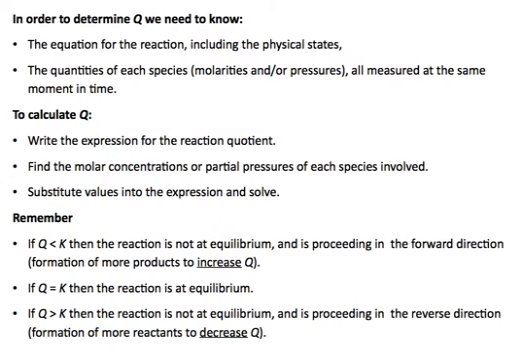And remember, if Q is less than K, the reaction is not at equilibrium and will proceed in the forward direction, formation of more products, to increase the value of Q to approach K. If Q is equal to K, the reaction is at equilibrium. If Q is greater than K, the reaction is not at equilibrium again, and it has to proceed in the reverse direction, formation of more reactants, to decrease the value of Q towards K.